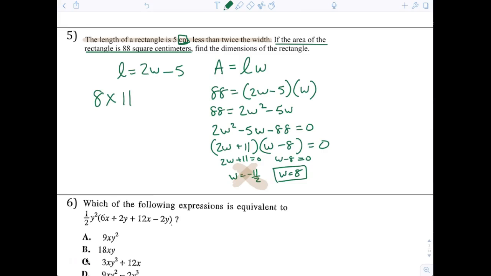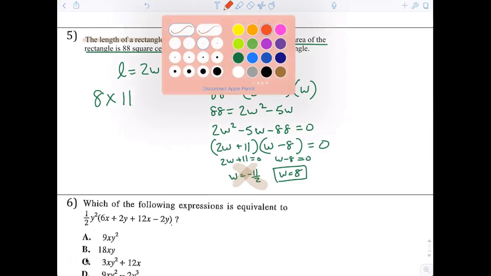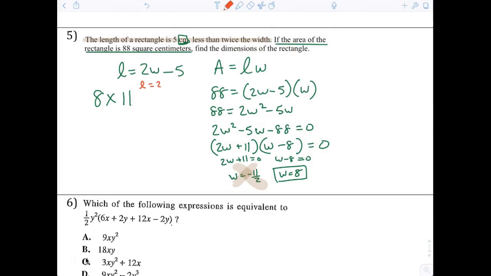Now, how did he know it was 11? Because he took the 8 and he plugged 8 into this equation. So length is equal to 2 times 8 minus 5. Is everybody okay with that? And what's 2 times 8? 16. 16 minus 5. 11. So now don't forget, it's 8 by 11 what though? You have to have the units. We're dealing with centimeters. Come on, you got to look that over now.